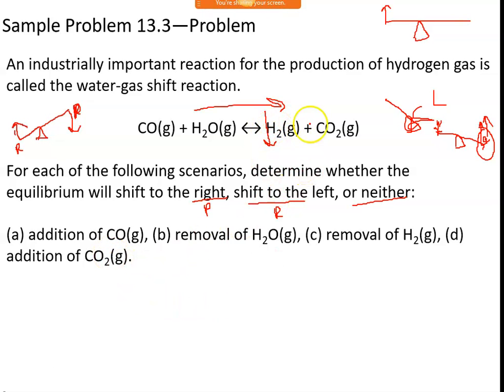And then how about if I add carbon dioxide into here? Which way is it going to shift? Left. Correct. I have too much of this now. So I have to react it away and start forming more of my reactants. Good. You got it. You guys understand Le Châtelier's principle.